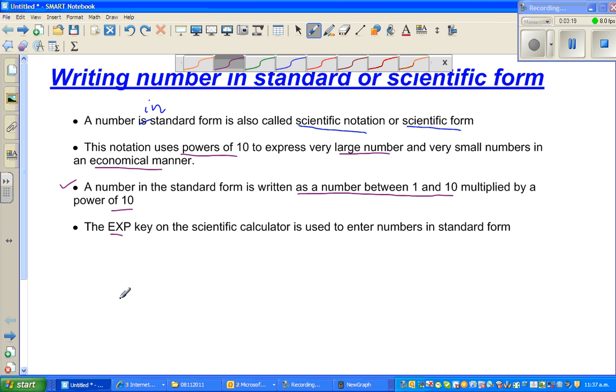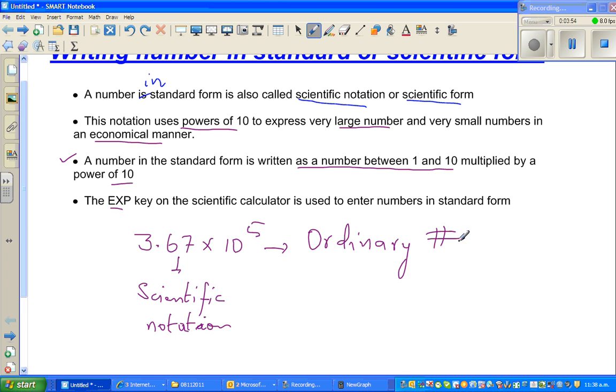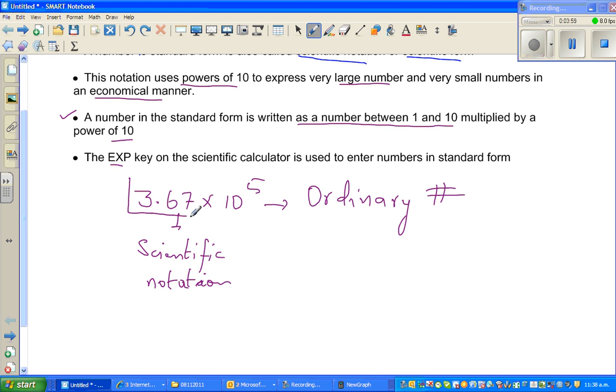Let me take a very simple example to start with. Suppose you have a number in the scientific form, say 3.67 times 10 to the power 5. You want to change this into an ordinary number, a number which you can understand. This is a very useful form of writing a number. Now what does this mean? Let me change color. 3.67, I hope you understand, is 367 out of 100.